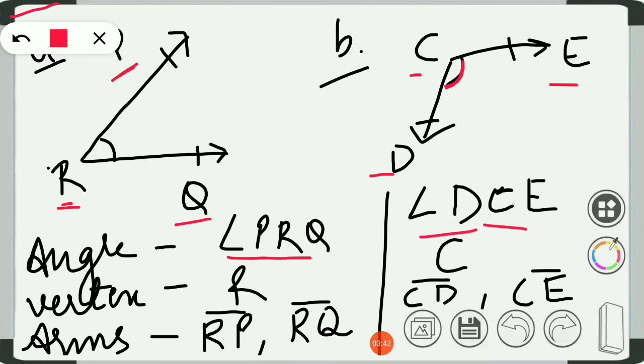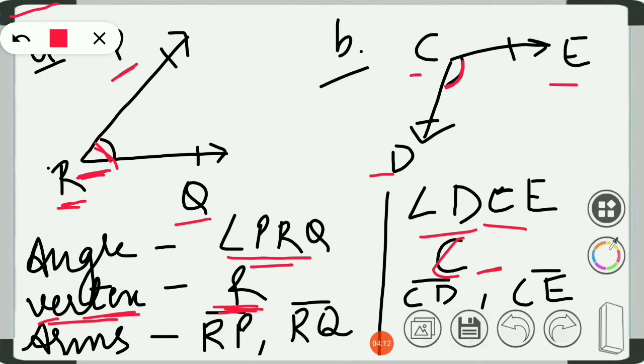Now you have to find which one is the vertex. Vertex is the common point where two rays or two lines join together. So this is the point where two rays join together. This point is known as the vertex. And what is the vertex in angle PRQ? R is the vertex of angle PRQ. In a similar way, C is the vertex of angle DCE.